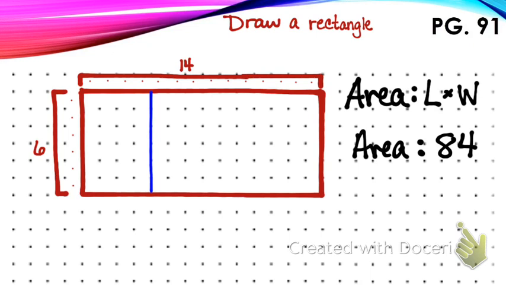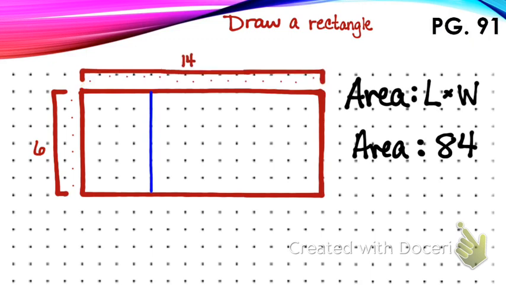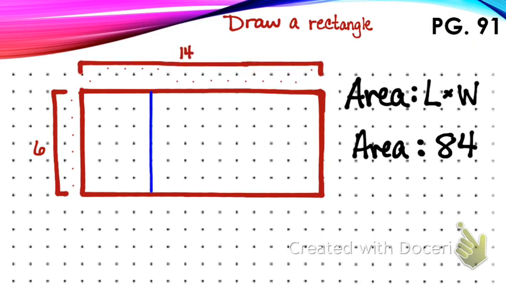So what I want to do now is figure out from the edge to where I drew that line, how far is that? Count the spaces, not the squares. 1, 2, 3, 4. And I want to do that on both sides of the line that I cut it on. I want to know how big each side of it is. Count the spaces, not the squares. 1, 2, 3, 4, 5, 6, 7, 8, 9, 10.